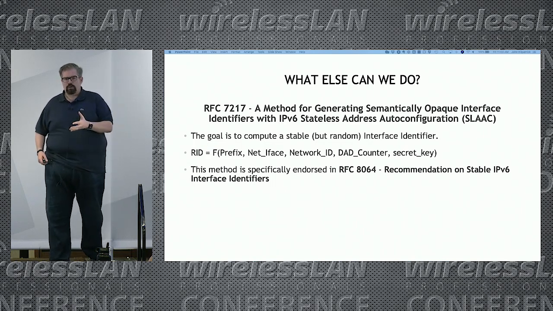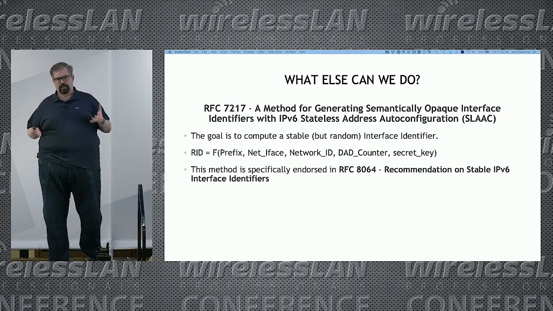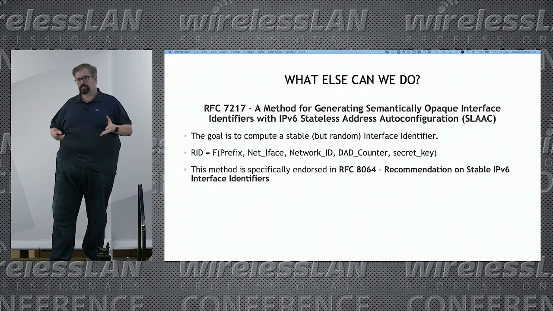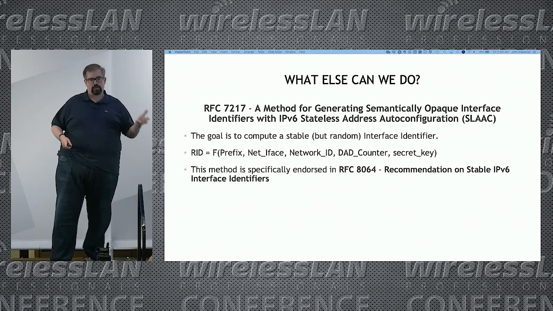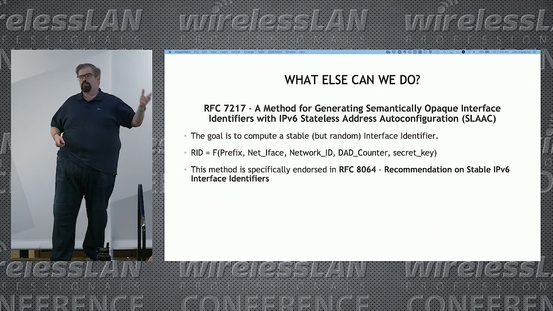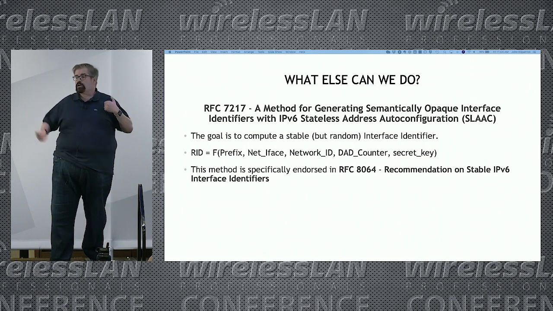You throw that all into a one-way cryptographic hash, and voila, you get a stable address that is based on where you are at the time it happens. So you do it at home, you're gonna get one address. You go to work, you're gonna get a different interface identifier. You come back home, you'll have the same interface identifier, but it'll be different from the one at work, so you can't be tracked everywhere.